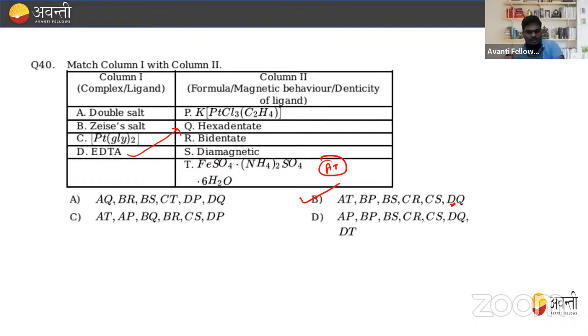Now, what is this Pt(gly)2? So here B is equal to P. Zeise's salt is K[PtCl3(C2H4)], and B is also equal to S. Zeise's salt is diamagnetic. C is equal to R. PtCl2, C is equal to R, that is bidentate. And C is equal to S. So C is also equal to S, right? Pt(gly)2 is also diamagnetic.